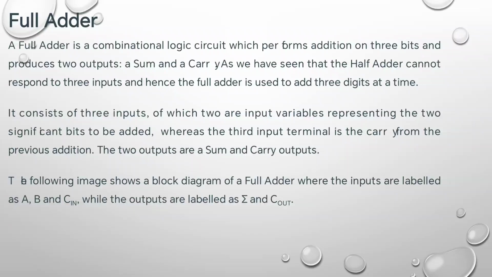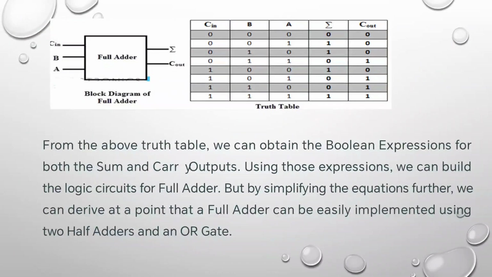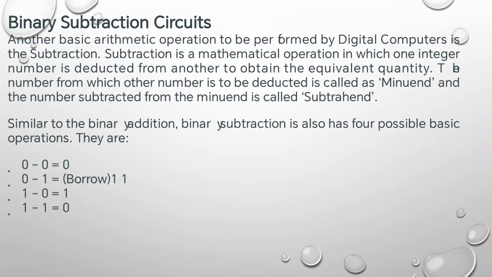The following image shows the block diagram of the full adder where the inputs are labeled as A, B and C in, while the outputs are labeled as summation and C out. So here is the block diagram of the full adder as well as the truth table of the full adder. From the above truth table, we can obtain the Boolean expression for both sum and carry outputs. Using those expressions, we can build the logic circuits for the full adder. But by simplifying the equations further, we arrive at a point where a full adder can be easily implemented using two half adders and an OR gate.